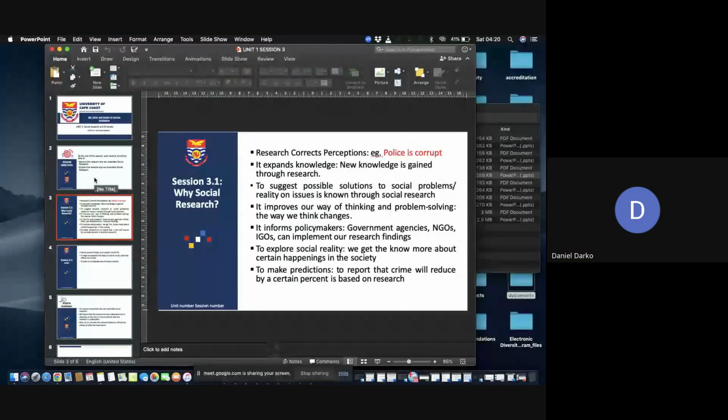Another reason why we conduct research is to explore social reality. By research, we get to know more about certain happenings in a society. So if you want to explore and get to know more about things, then you can conduct research to know more about those things. We also conduct research to make predictions. We can predict that, oh, in the next 5 years, crime rate will reduce or will increase. All these predictions can be made through research because research will give us the information, the basis on which we can make those predictions.